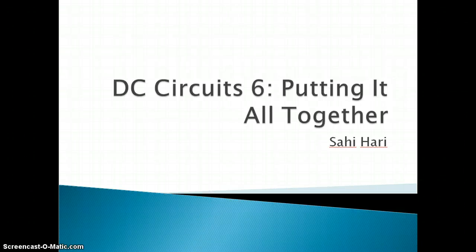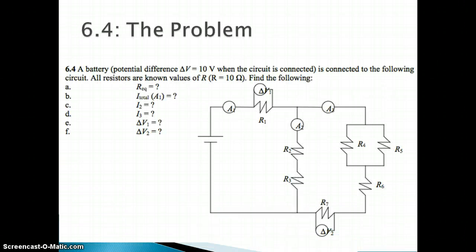So today I'm going to be discussing DC Circuit 6, putting it all together, and I'm going to be particularly looking at problem 6.4. The problem says a battery potential difference delta V equals 10 volts when the circuit is connected to the following circuit. All resistors are known values of R. R equals 10 ohms. Find the following.